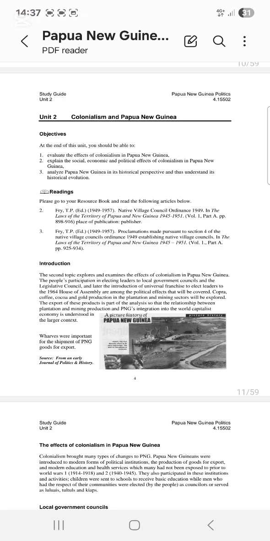So at the end of this unit, you must be able to evaluate the effects of colonialism in Papua New Guinea. Now, in order to help you understand, underline and highlight this word evaluate. And then you search up the meaning in the dictionary. What does it mean to say evaluate?